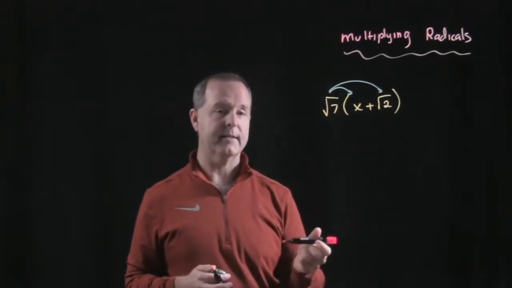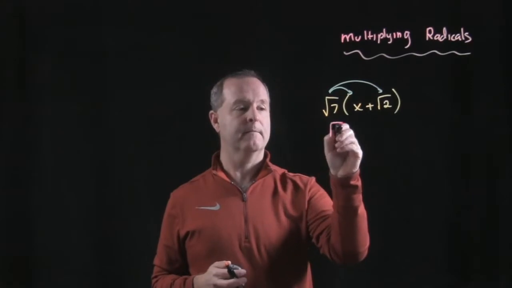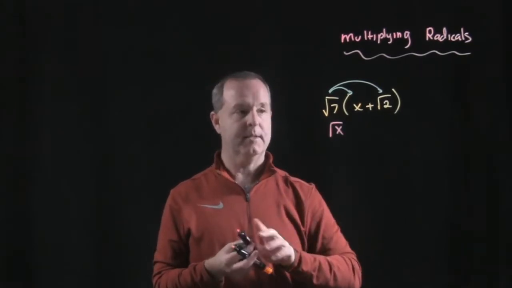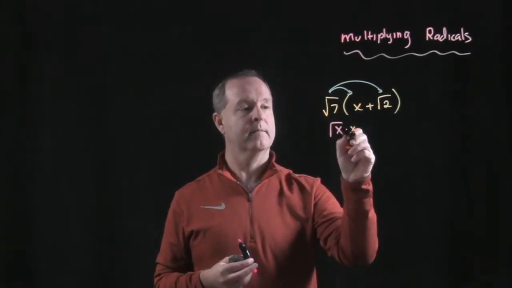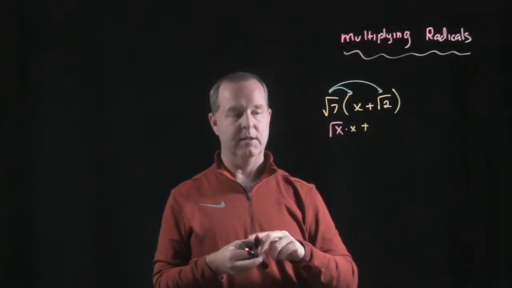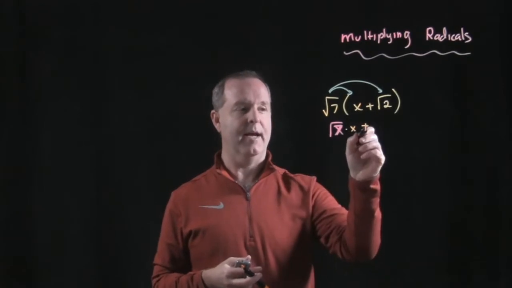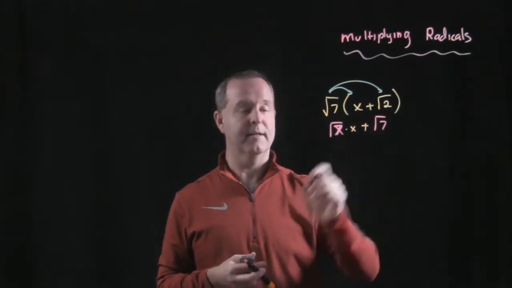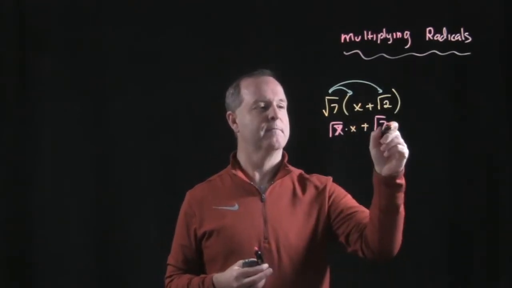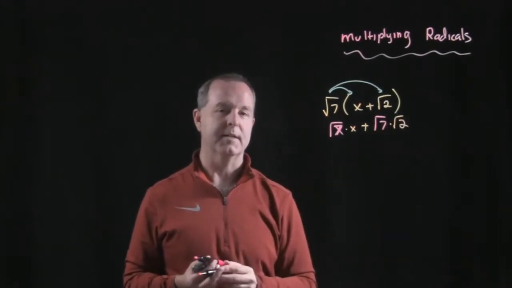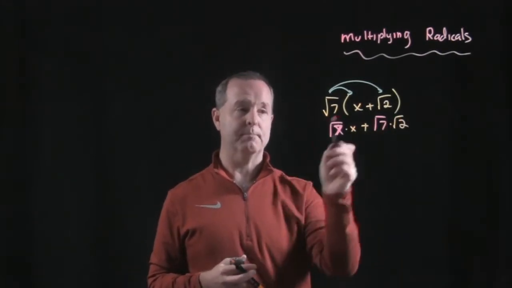So when doing that, I'll have root 7 times x plus root 7 times root 2. So you see, I distributed the root 7 across both terms.